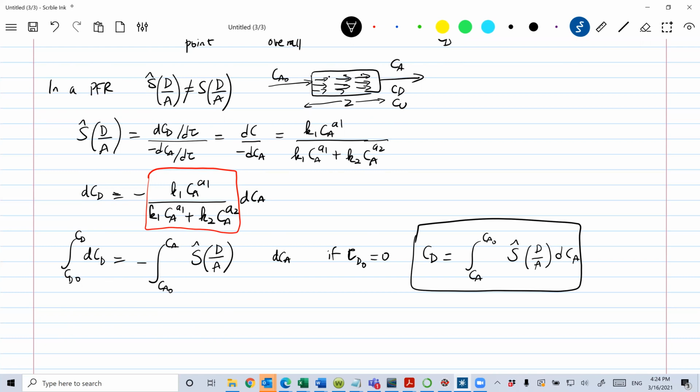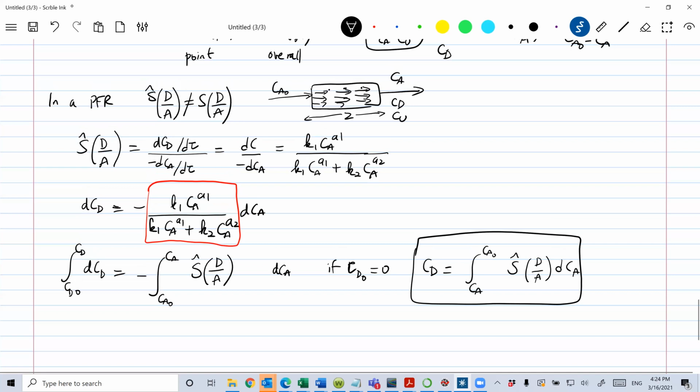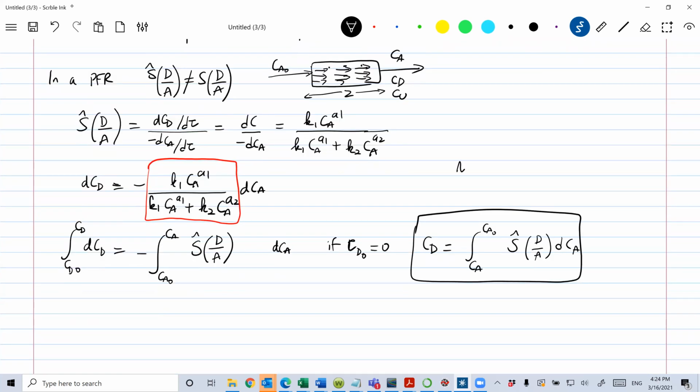But the first thing you can do, you can calculate the concentration of D coming out of the PFR based on the selectivity of the reaction given by the rates. Now, of course, here you need to know K1 and K2. Need to know K1, K2, A1, A2, right? You need to know those things. But that's the first thing you can do, which is very exciting.